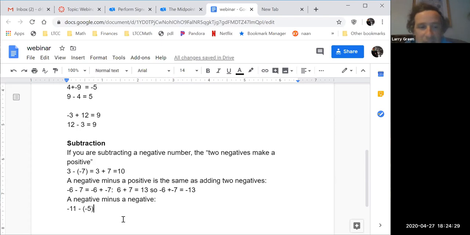Good, good. I'm seeing some correct answers. So the first thing you do is you say, I've got a minus minus. When you've got two minuses next to each other, it becomes a plus. So this is equal to negative 11 plus 5.